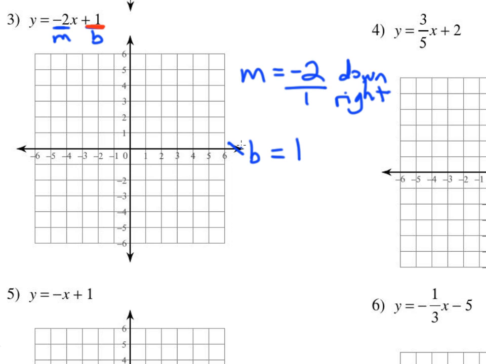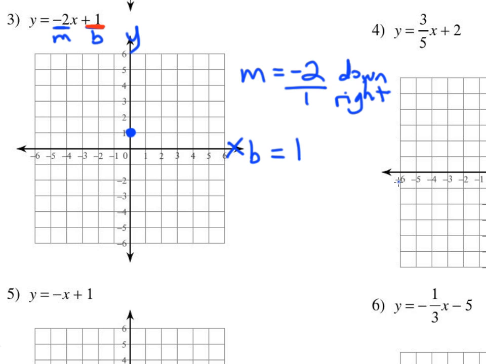Now 1, label this if you forget. The x-axis is your left and right. The y-axis is your up and down. It's always on the y-axis. So it's right here. Do not put it here. Put it right here. The y-axis, up and down, not here.